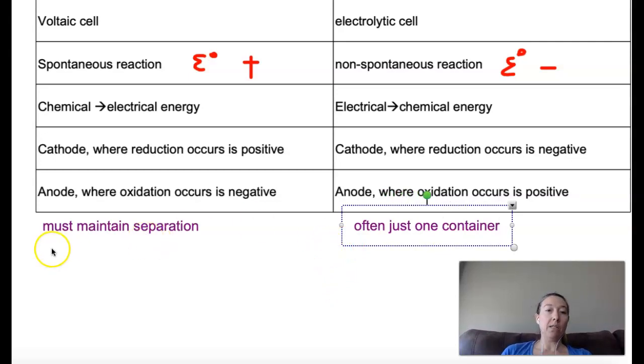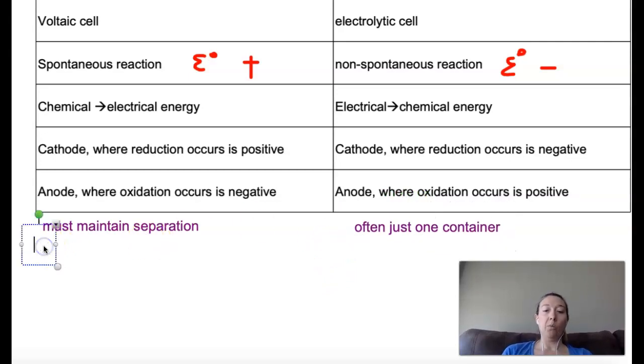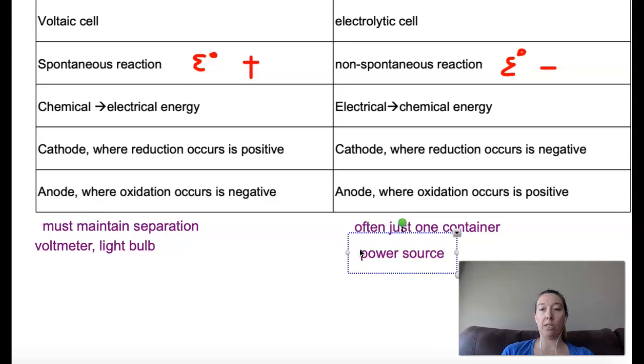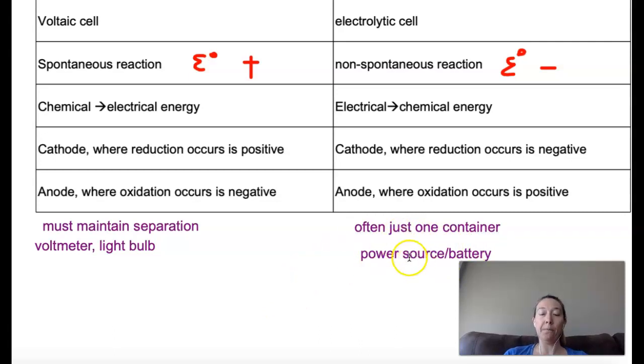Another difference: in a voltaic cell, we always had a voltmeter on the wire. Or sometimes, if you look at some of the images from old diploma questions, you'll see maybe a light bulb or something like that. In the case of an electrolytic cell, there's always going to be a power source or a battery, right? We need that flow of electrons to be coming from somewhere. So sometimes just from looking at the picture and determining if it's a voltmeter or a power source, we can immediately decide whether it's a voltaic cell or an electrolytic cell.